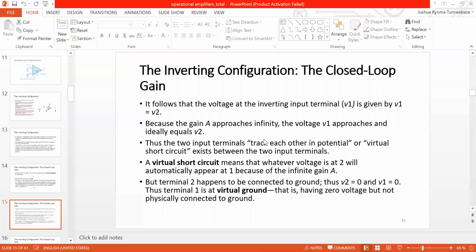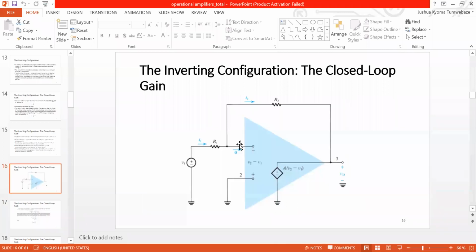Okay, so continuing, we can put all this information in a diagram showing us the analysis. So we have already said no current enters the input terminals 1 and 2. Between 2 and 1, there's a virtual short circuit, okay. So what does that imply?